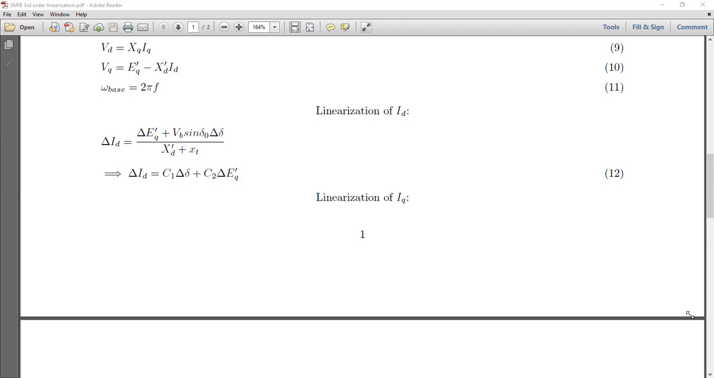So what would be C1 here, and what would be C2 here? C1 is the coefficient associated with delta. So that would be VB. Because we used the absolute of VB, probably check back, the absolute of VB is the absolute value. Sine of delta, delta 0.